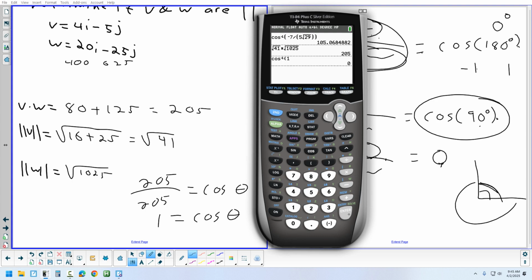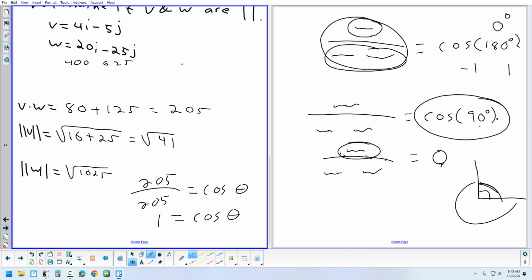They don't have to be the same length. Parallel vectors are not the same length, and you can see the lengths are totally different. W is a lot bigger than V. But they're doing something like this. That's basically what they look like. All right, any question on that?